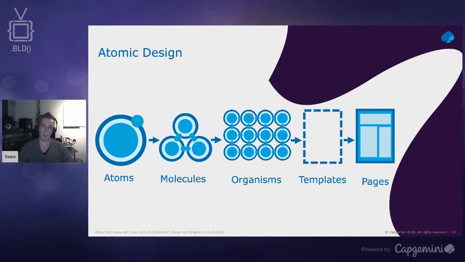So normally you have atoms, and atoms are very tiny, small components that on their own don't make any sense. But if you combine them together, they become molecules and they become more interesting. Think of a label together with an input field, and it says something. The label says something about the input field. And then you eventually have organisms, where it basically becomes a bit bigger. It maybe has some logic inside and does some validation or whatever. Templates, well, you can see those as the boilerplates. And of course, the pages filled with information.